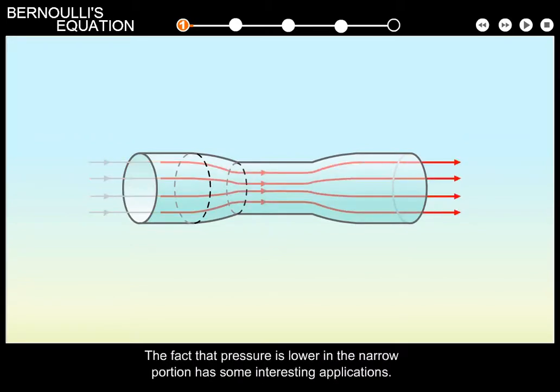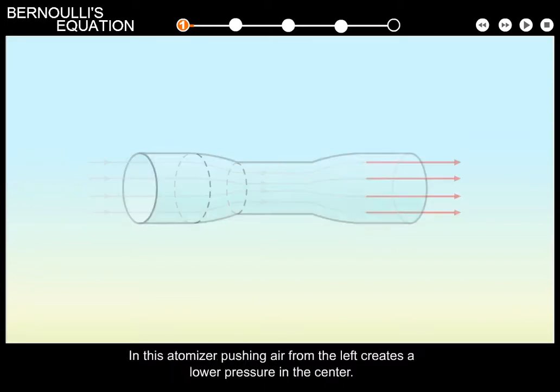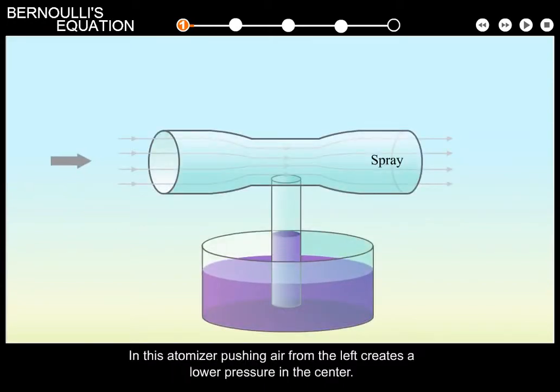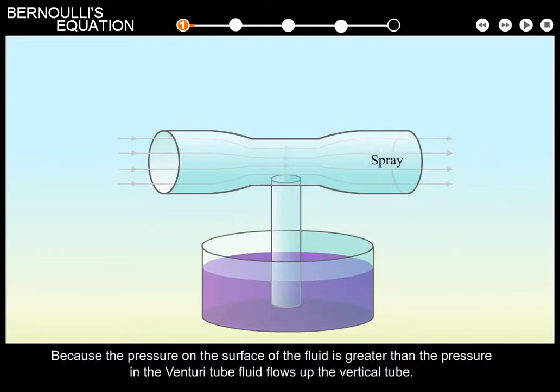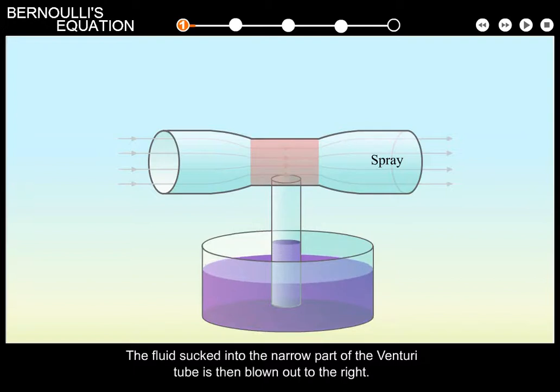The fact that pressure is lower in the narrow portion has some interesting applications. In this atomizer, pushing air from the left creates a lower pressure in the center. Because the pressure on the surface of the fluid is greater than the pressure in the Venturi tube, fluid flows up the vertical tube. The fluid sucked into the narrow part of the Venturi tube is then blown out to the right.